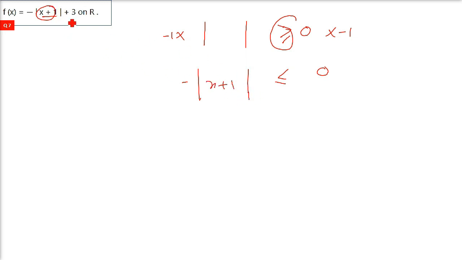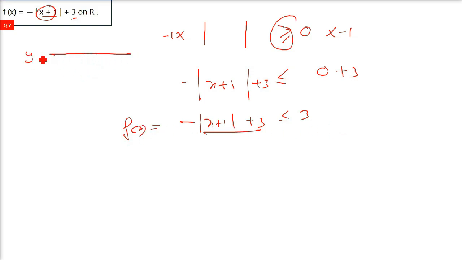Now I'm placing x plus 1, doesn't matter. Now you add 3, because the negative is already multiplied. When you add 3, the left becomes the function under consideration, and on the right it becomes 3. That is, the function remains below 3. So 3 is the highest limit. Whenever a certain value is bigger than you, you are lower than that value. So 3 is the bigger value. The function always remains below 3, so the maximum value is 3.